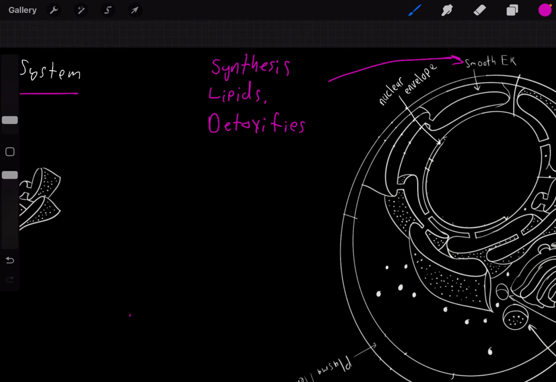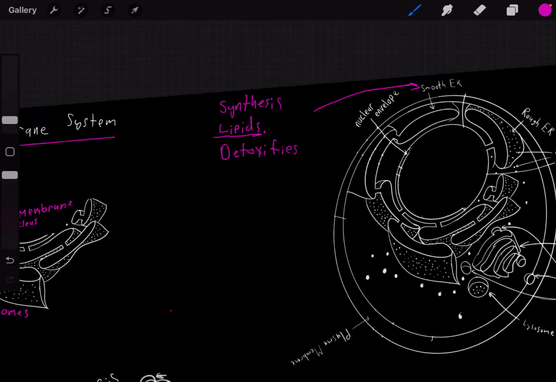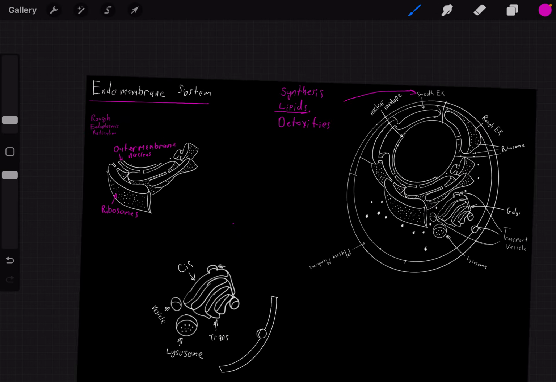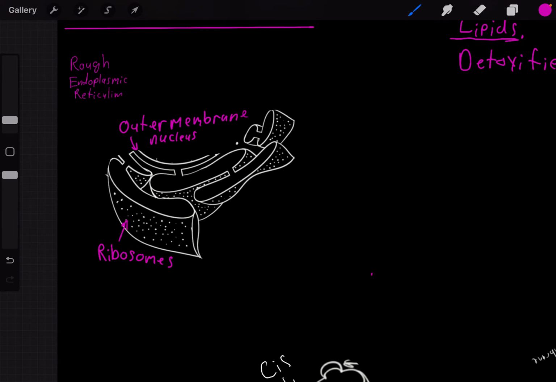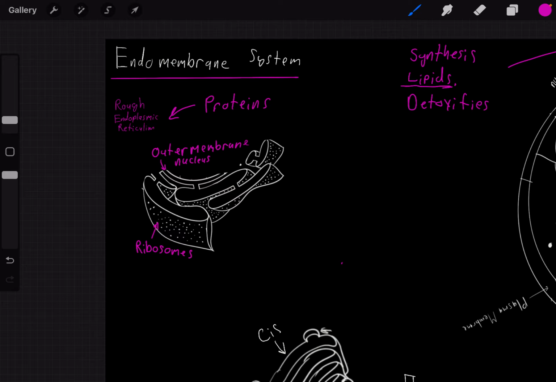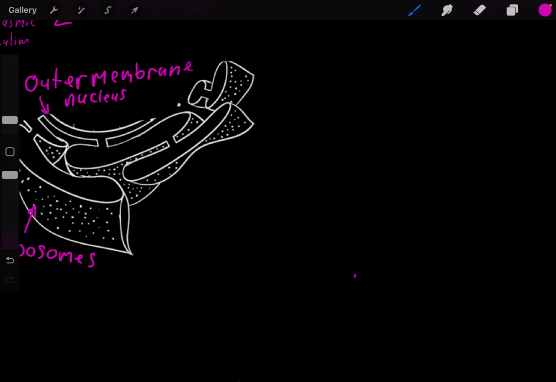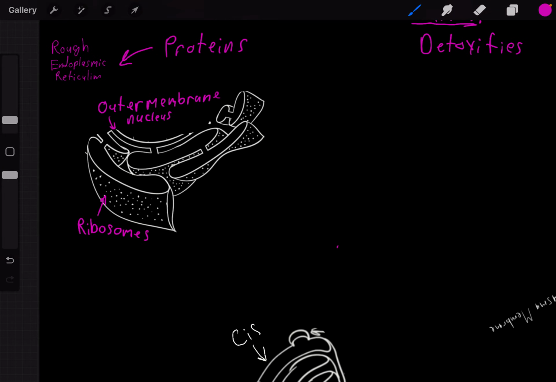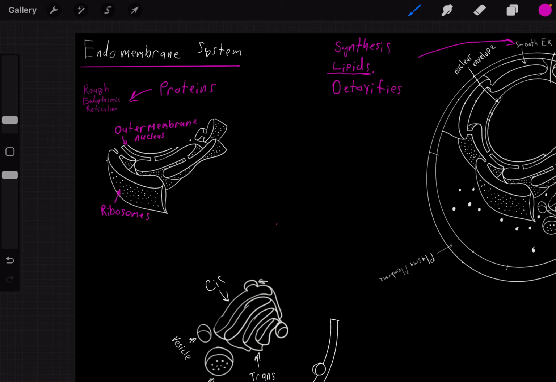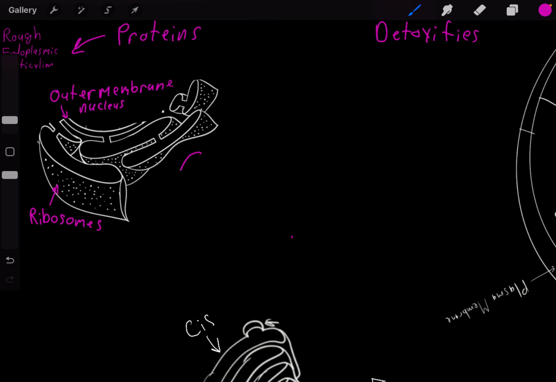But another big thing here is the synthesis. The smooth ER synthesizes lipids, and the rough ER synthesizes proteins. Those proteins and lipids are sent to a transitional ER somewhere in the rough endoplasmic reticulum. From the rough ER it would take the proteins, and from the smooth ER it would take the lipids and put them out in a vesicle.